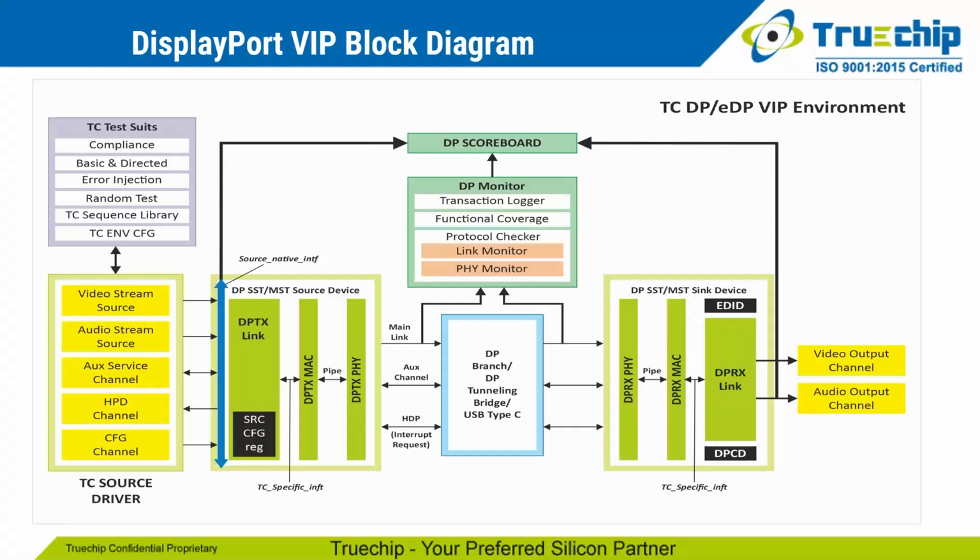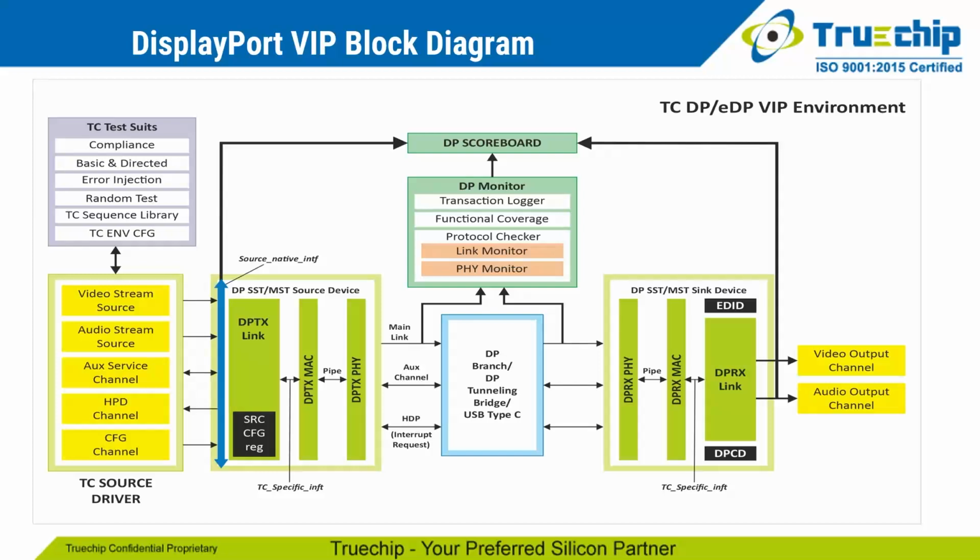The DPTX MAC performs 8b/10b encoding, scrambling, and so on. The DPTX PHY layer performs serialization. The source native interface connected from the DP source device is sent to the scoreboard.